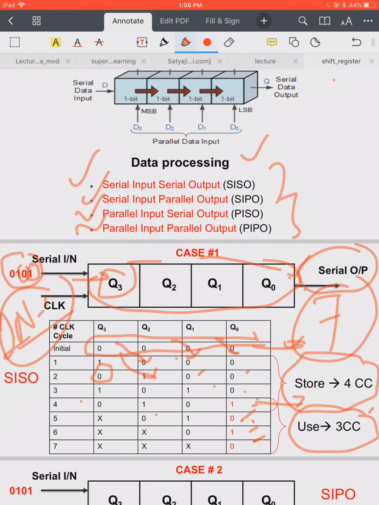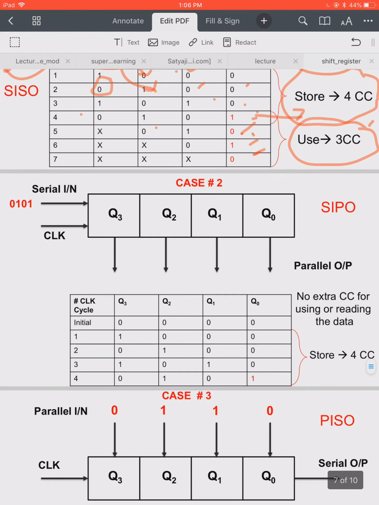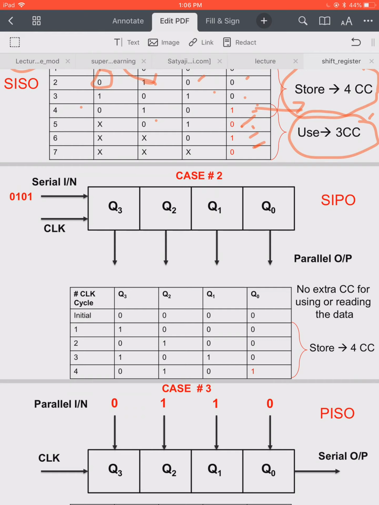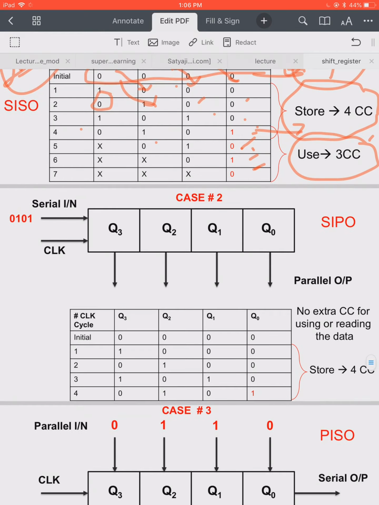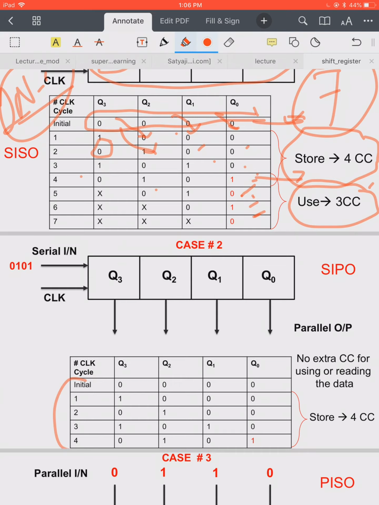Let's proceed to the next case, that is the serial input parallel output shift register. Here also the data will be stored serially, suppose the same data 0101. If I consider that initially it is in reset state, then I need 4 clock cycles, just like the previous case, to store the data 0101. But here I can take out my data parallelly.